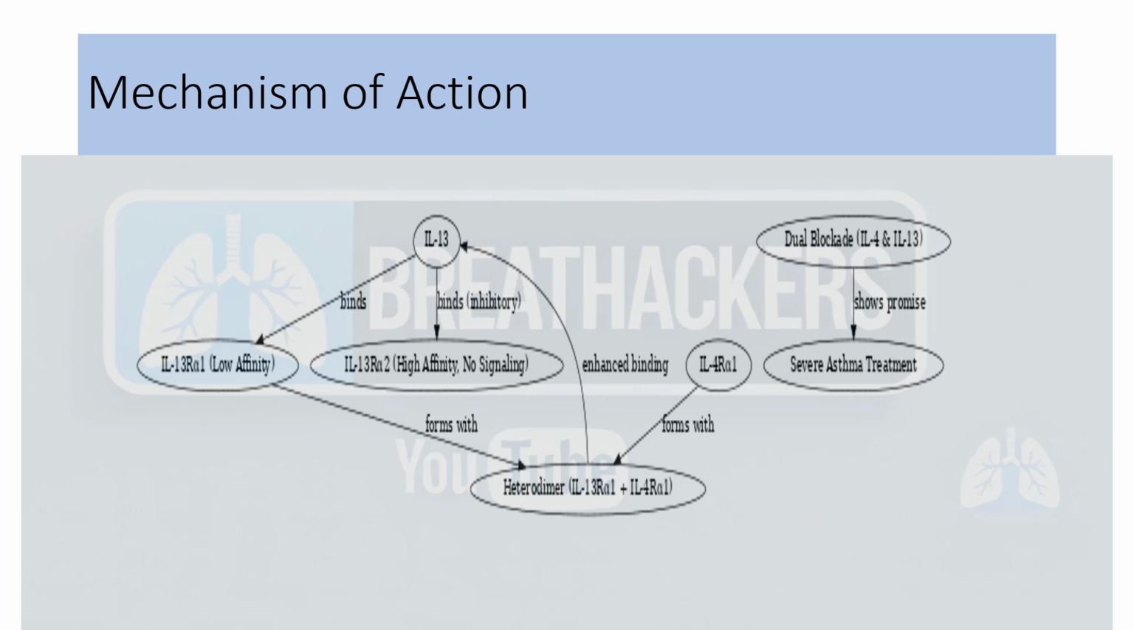The IL-13 R alpha 2 receptor binds to IL-13 with high affinity, but it lacks a cytoplasmic domain. Thus, it does not signal downstream, but it may act as a negative regulator of IL-13 and IL-4 signaling. While isolated blockade of IL-4 or IL-13 has not been shown to be effective in the treatment of severe asthma, dual blockade of IL-4 and IL-13 has shown promise.